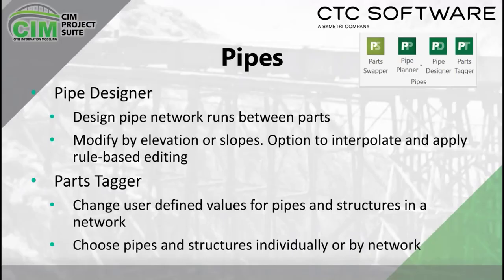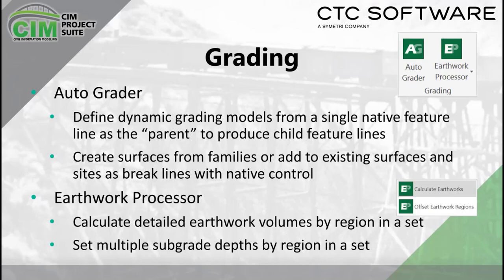So moving on here, we have our grading tools. So we have our auto grader. What this does is it grades from an existing feature line. So it's all dynamic. The grading models from a single native feature line, and we use that as our parent line. Then from that, we produce what we call child feature lines, which are really just using basically stepped offset from the native tools right there.